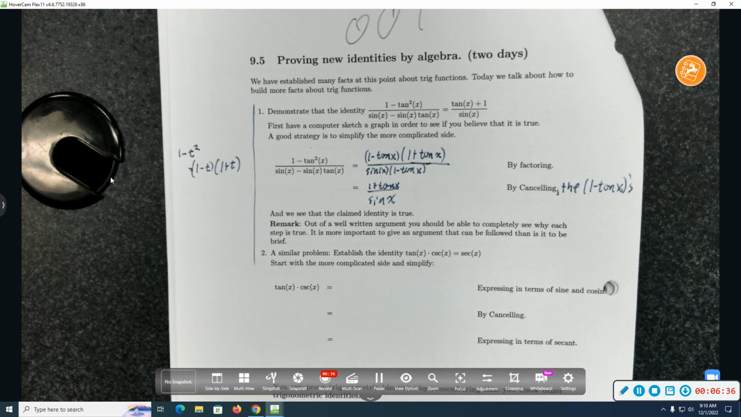So here's the point that I'm trying to get across. When you write down a well-written proof of an identity or any other mathematical claim, it should be absolutely clear why every step is true, exactly what's going on in every step.